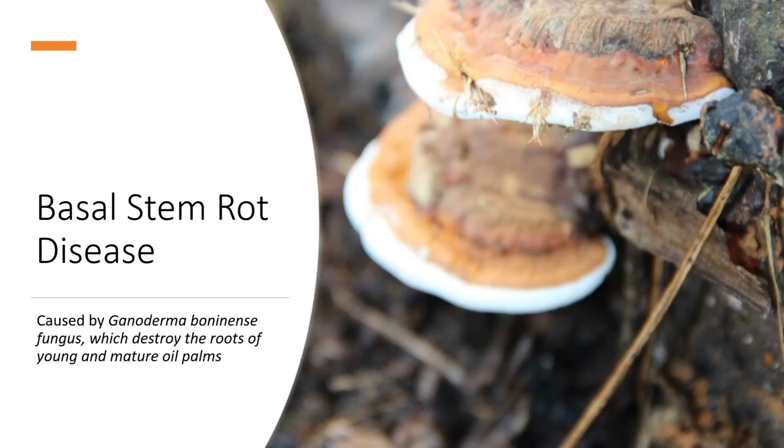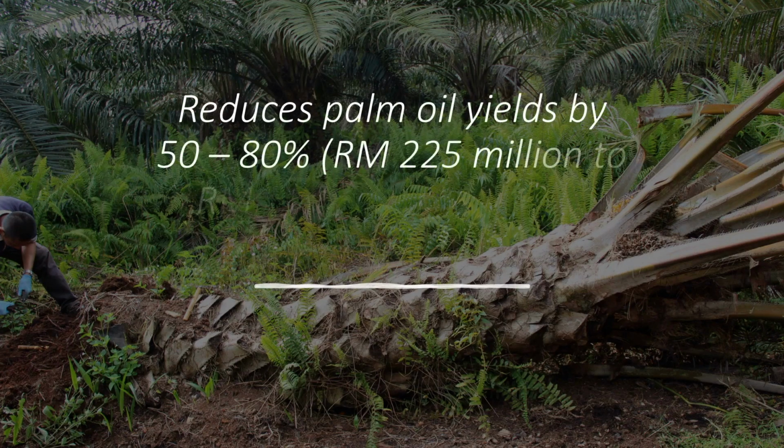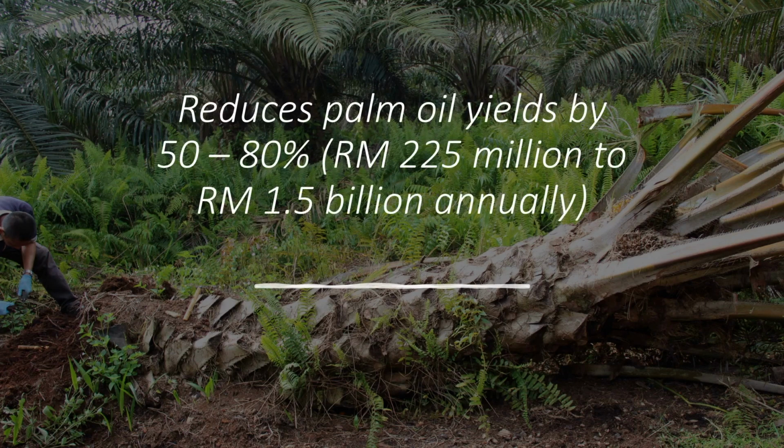The basal stem root disease is the main plant disease that affects the oil palm plantations throughout Malaysia. This disease is caused by Ganoderma boninense fungus, and the fungus destroys the roots of young and mature oil palms. As a result, there has been a reduction in the optimum yield of palm oil by 50 to 80%, and this brings about an economic loss of 225 million to 1.5 billion ringgit Malaysia annually.